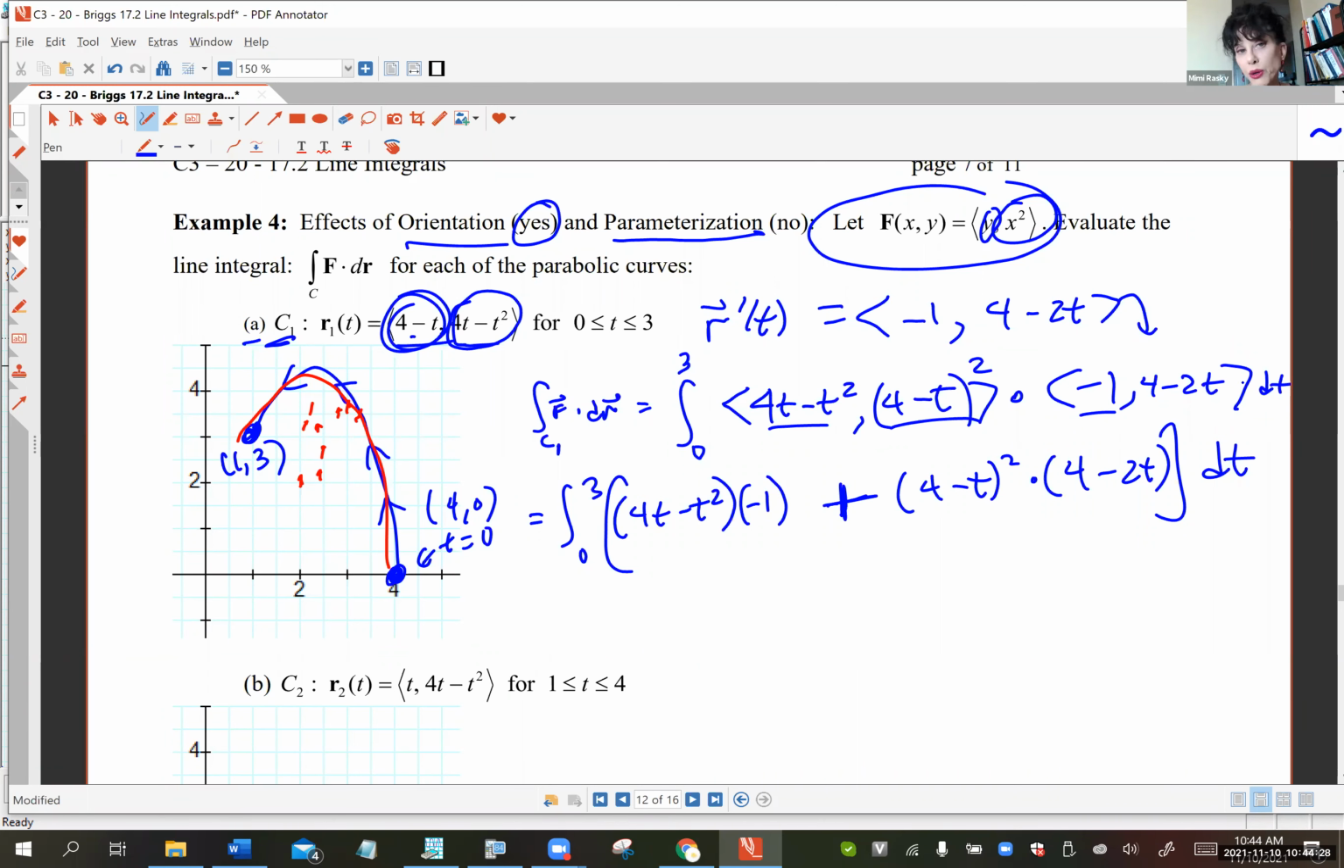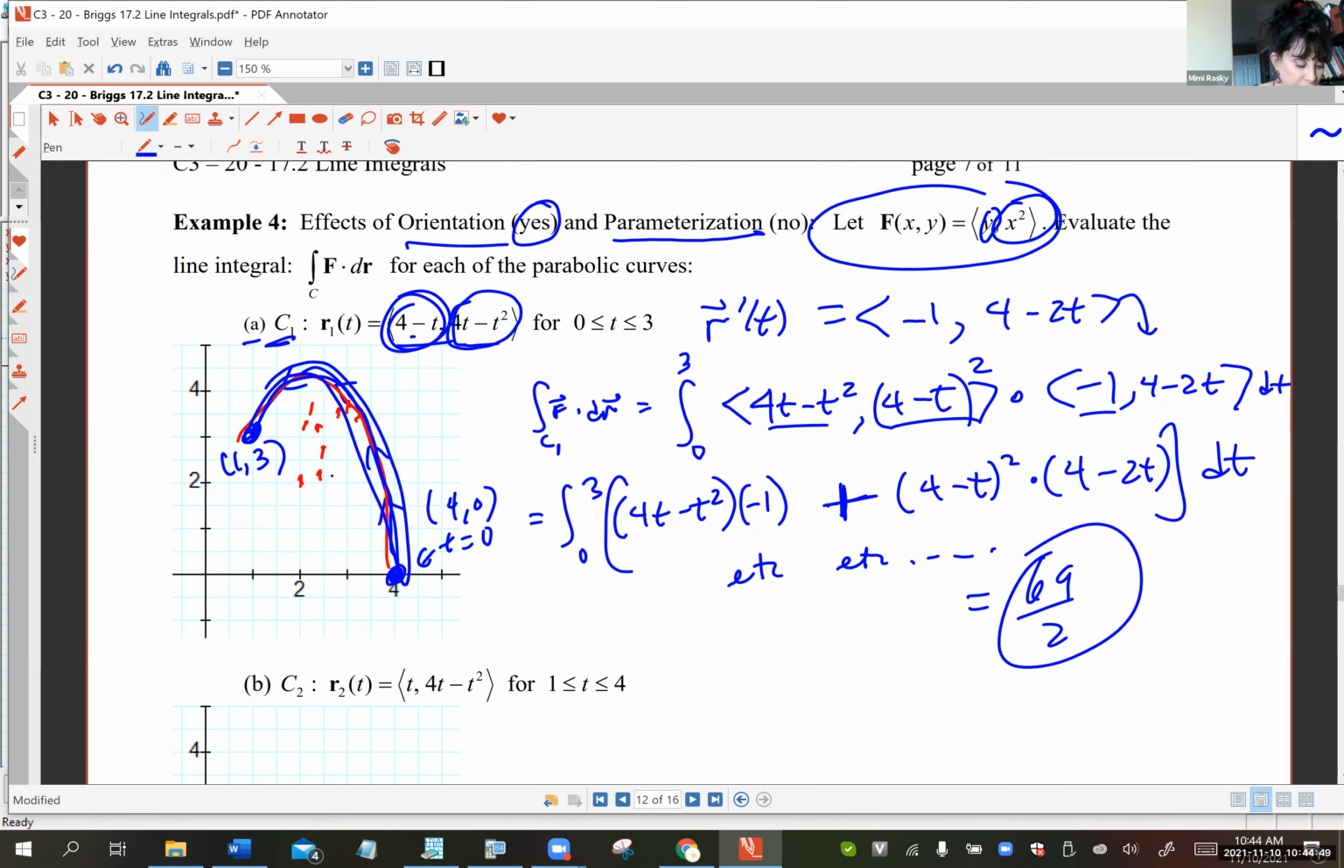Now, I don't feel like doing this. I'm really tired. So go use your graphing calculator. This is just a single integral. I'm just going to put et cetera, integrate it, and the final answer is 69 halves. Okay, and we're done with part A. What does that mean? It means there's a positive amount of work done on this object as it moves along this curve by that little vector field.